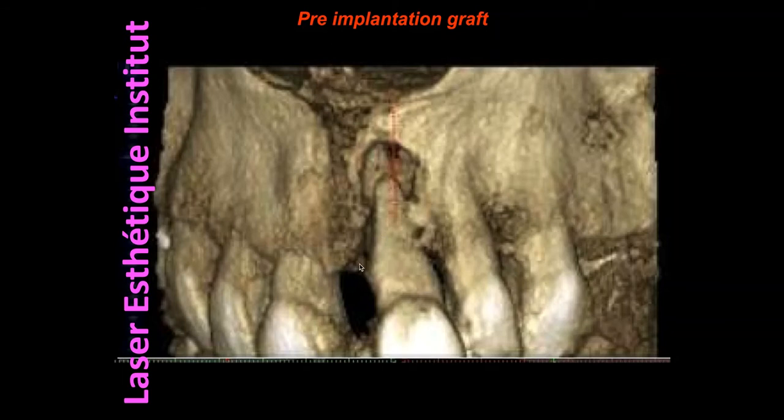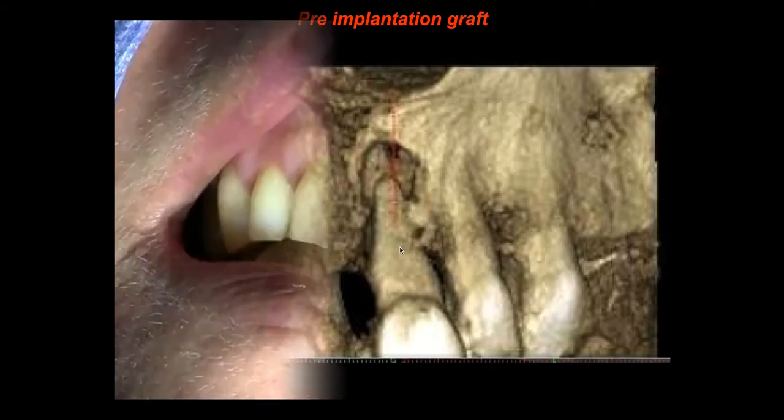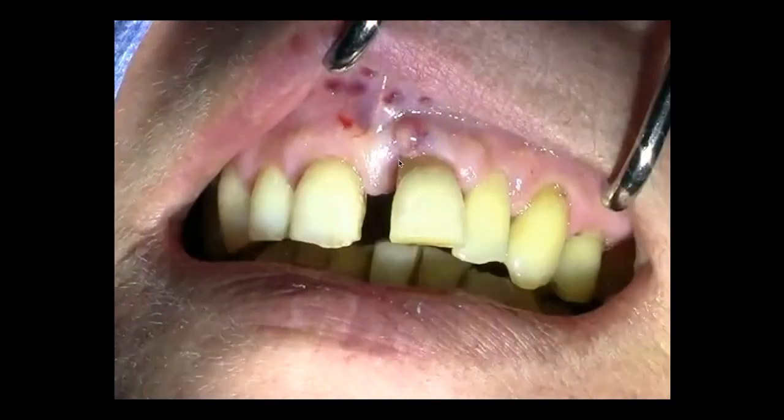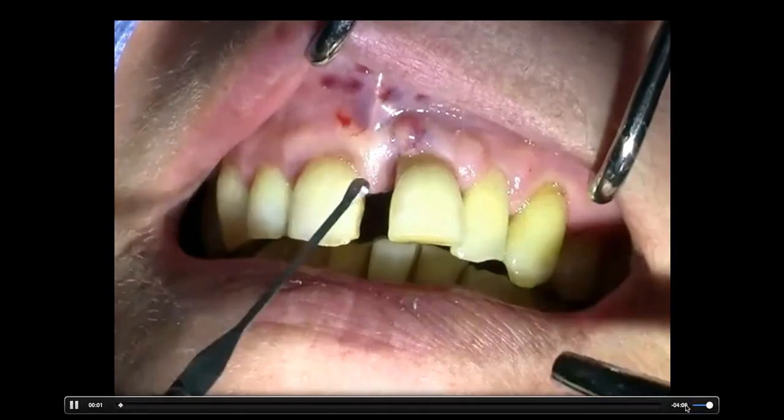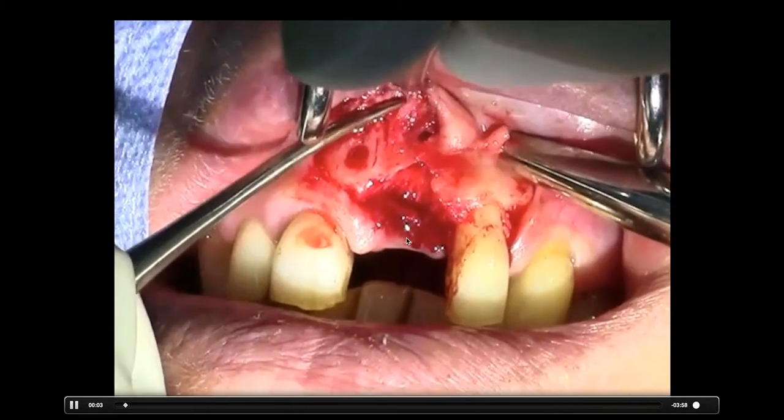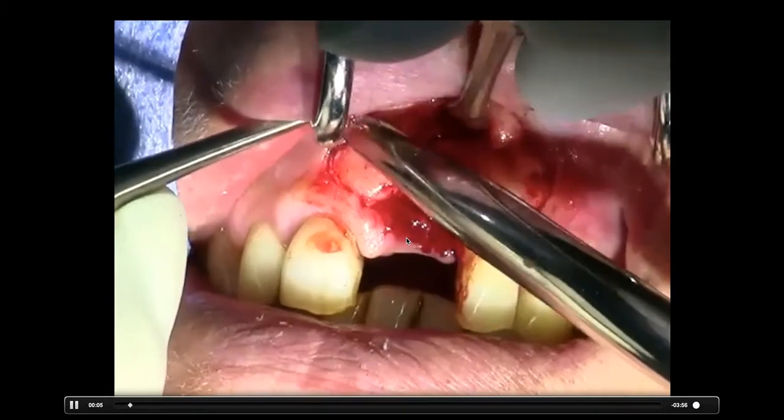Here there is a lack of bone. We know that for aesthetics we will have a challenge, and the patient doesn't want something complicated. So you can see the acute infection here. We decide to make an incision here just to keep the papilla, because if we make a flap here, we know that we will lose a lot. And this is how the surgery is done. You can see here.